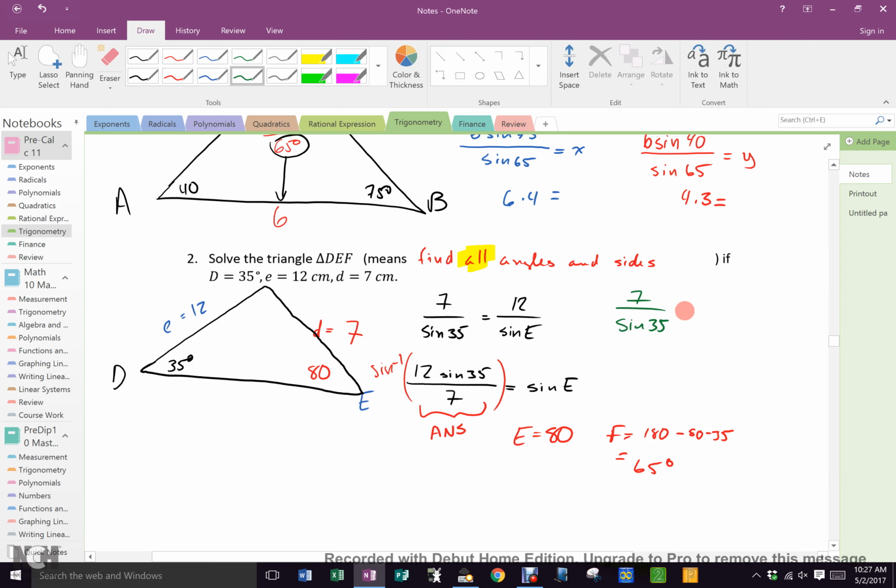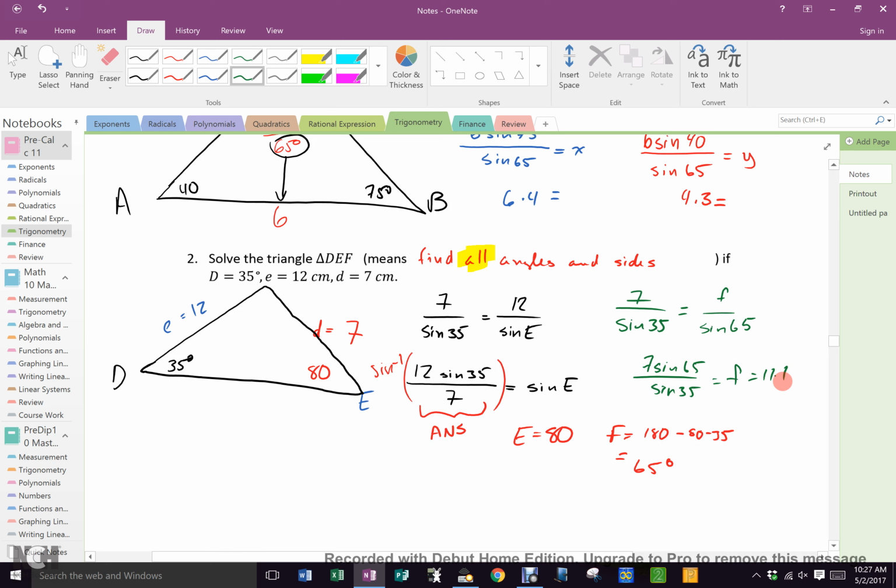So 7 over sine 35 equals what? Sine 65 over little f. And then I do the same math, yes? Which is going to be 7 sine 65 divided by sine 35. That will get me f. And what is that answer? You figure it out. Yes, Lucas? 11.1.